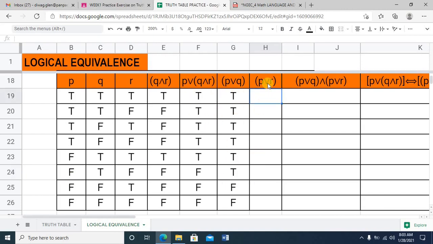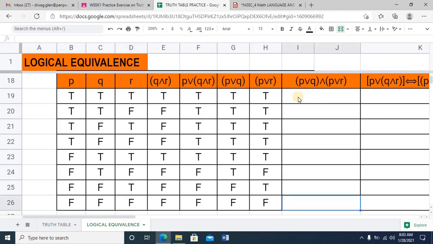Okay, now we pair up P or R, this column P and this column R. Let's do it. This is an OR statement. At least one should be true. So this is true, true, true, true, true, and true. This one is false, false, so that's false.